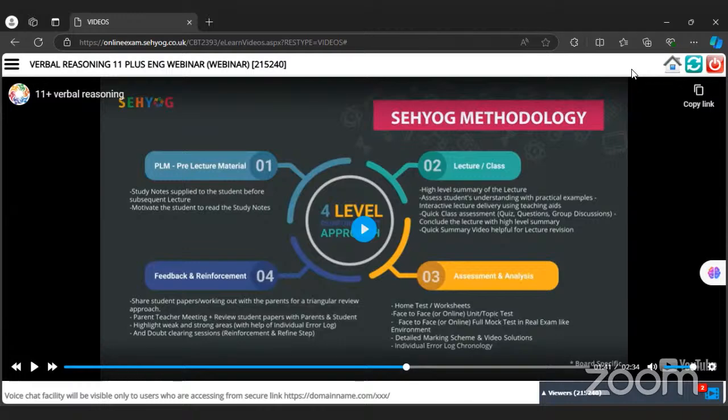So this is how we will make sure that every student has been given proper attention in the class, and we will always be hand holding the students till they have their actual exams and they achieve their academic goals. So this is how Sayog methodology works. Thank you so much. You can go ahead to the next slide, please.